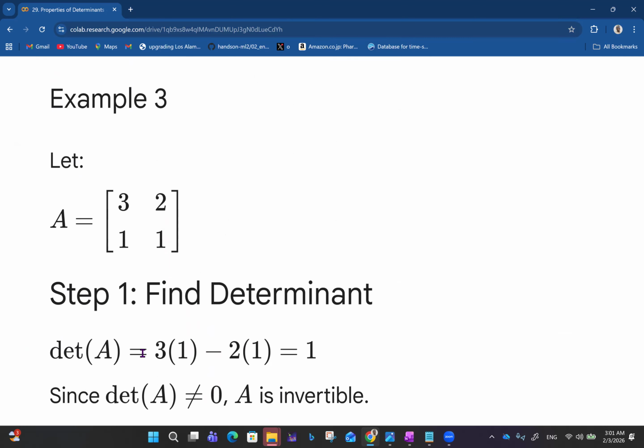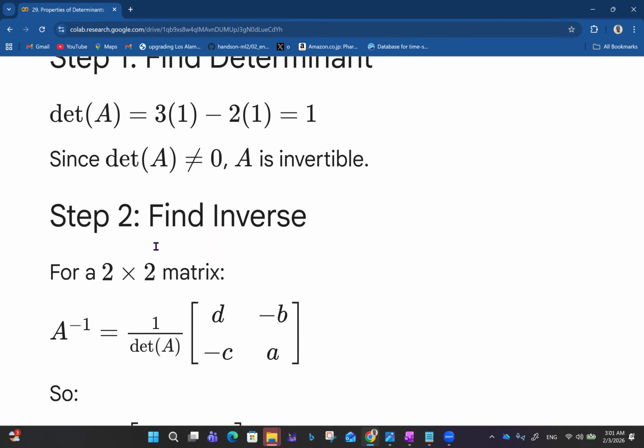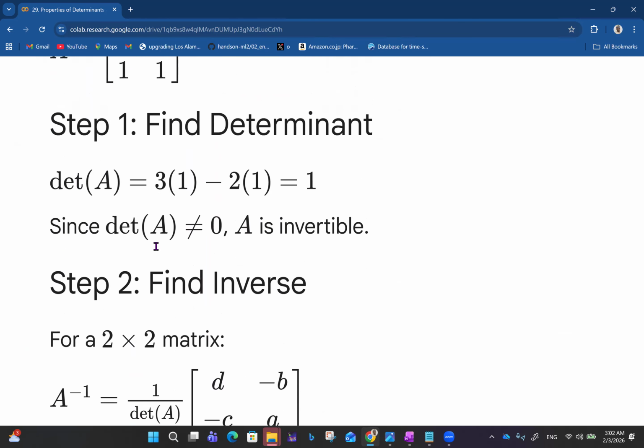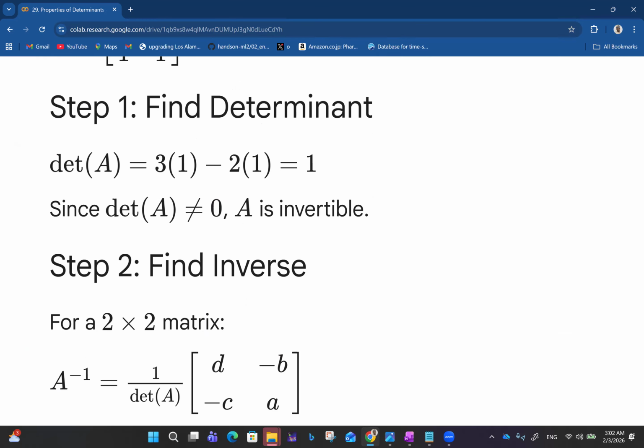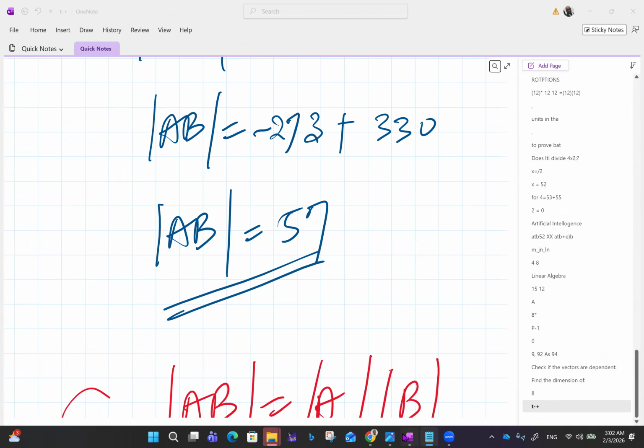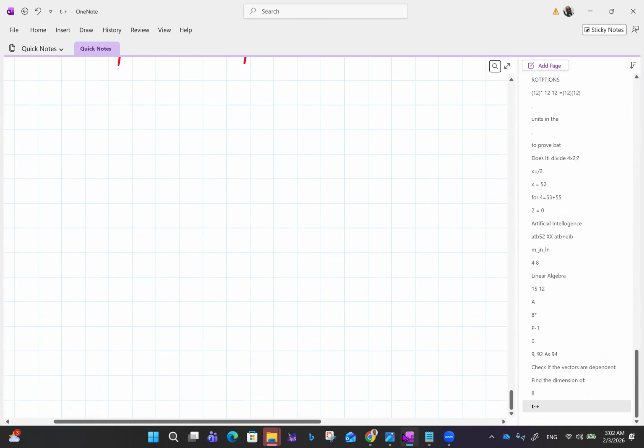So find the determinant. Determinant of A is 3 times 1 minus 2 times 1. That's 1. Since the determinant of A is not equal to 0, it means that this one has an inverse. It is invertible. So the question is now, let's find the inverse. For a 2 by 2 matrix, the inverse is easy to find. For a 2 by 2 matrix, A inverse is 1 over the determinant of A. You normally have A, B, C, D, right? So you switch over D and A and change the signs of B and C. So this is what I mean now, talking about a 2 by 2 matrix.